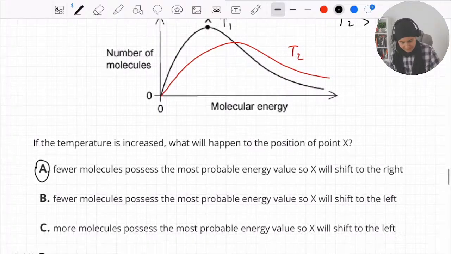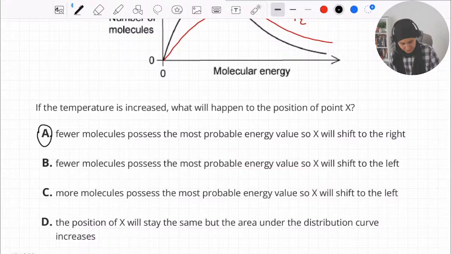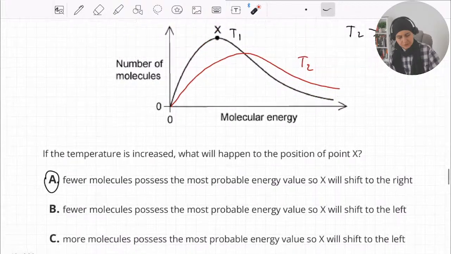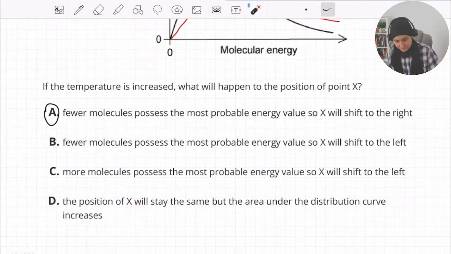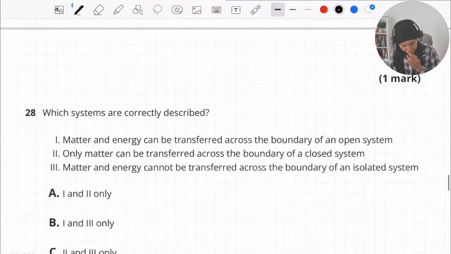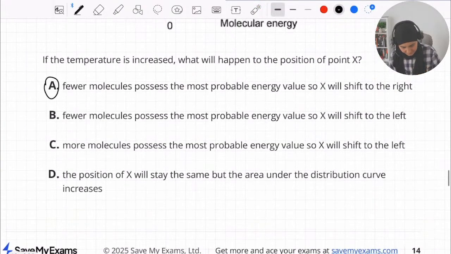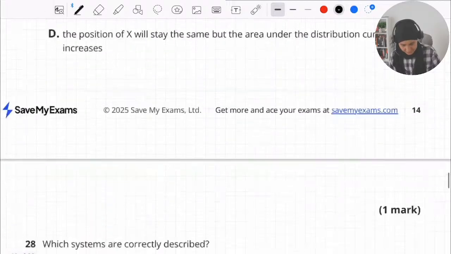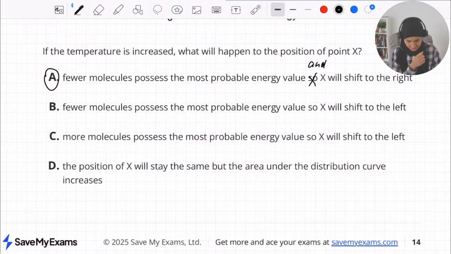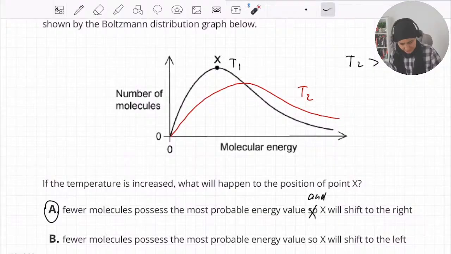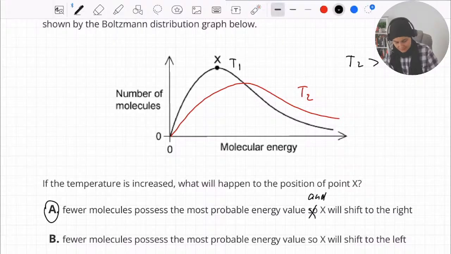More molecules possess the most probable energy, so X will shift to the left. No, not more molecules. We have fewer molecules because the peak goes down. And the position of X will stay the same. That's wrong. So the first statement, fewer molecules possess the most probable energy, just means that the peak goes down, and X shifts to higher energies. Yes, so it's the first statement and the second.